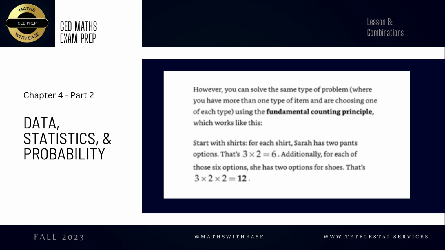So again, you just want to start with the number of shirts. For each shirt, we know that she has 2 pairs of pants, 3 times 2 is 6, and then she has 2 options for her shoes. So that's a total of 6 times 2, or 3 times 2 times 2, which is 12, right? So you can either draw your tree diagram, or you can just take note of the number of options that she has and multiply them together based on this fundamental counting principle.